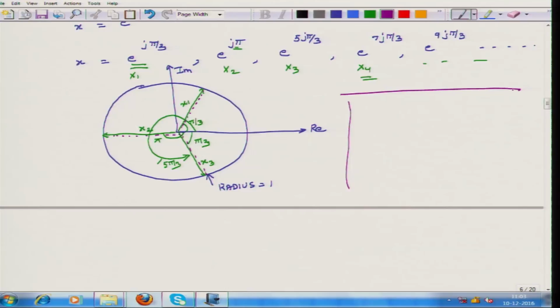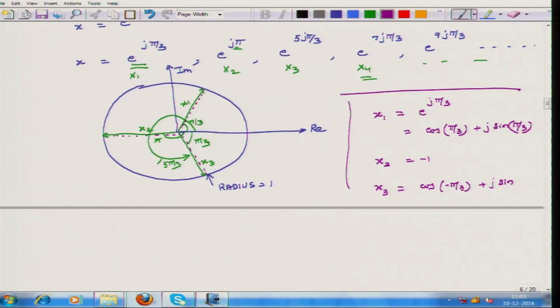So, the fundamental non-repeating solutions are x1 equals e to the power of j pi over 3, or I can say it as cosine pi over 3 plus j sine pi over 3. That is one root of this equation. The second root is x2 equals minus 1, because e to the power of j pi is negative 1, and the third root is x3 equals cosine of minus pi over 3 plus j sine of minus pi over 3 radians. So, these are the non-repeating fundamental solutions. All others are repeats of these solutions.